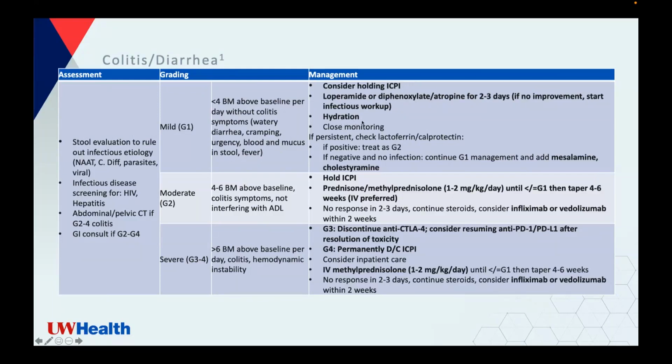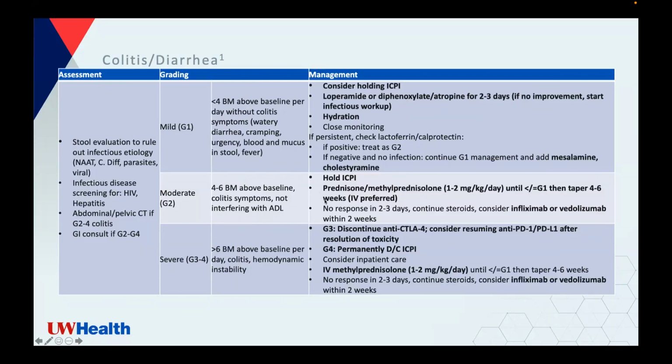So if a patient's having 4 to 6 bowel movements above baseline and they are starting to have colitis symptoms, it's not really necessarily affecting their activities of daily living, which I find interesting because 4 to 6 bowel movements above baseline is a lot. Hold ICPI, initiate steroids, 1 to 2 mg per kg per day of prednisone and methylpred until they reach back down to G1 or less. And that's IV preferred because of the motility and the absorption issues due to the colitis.